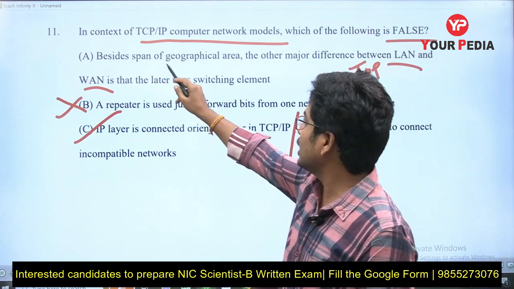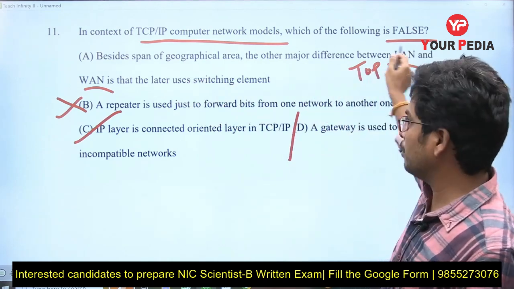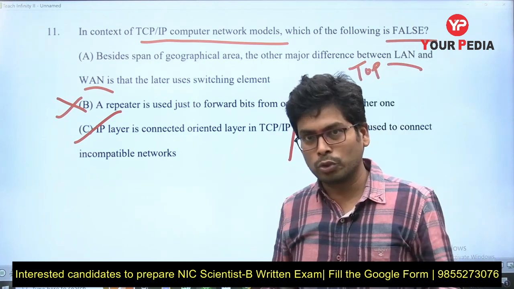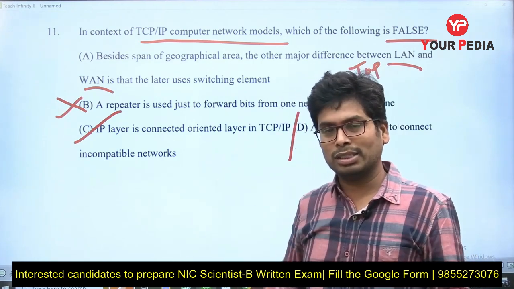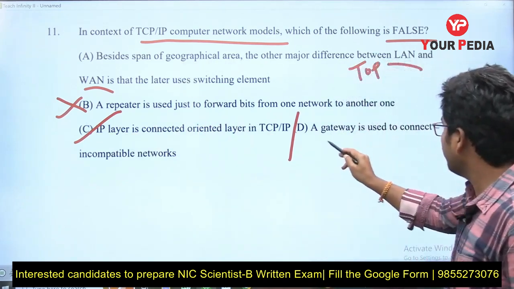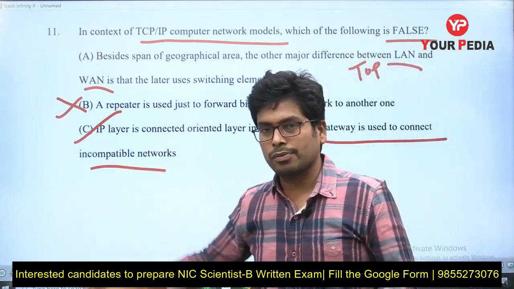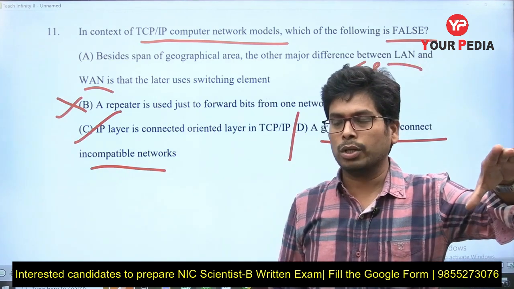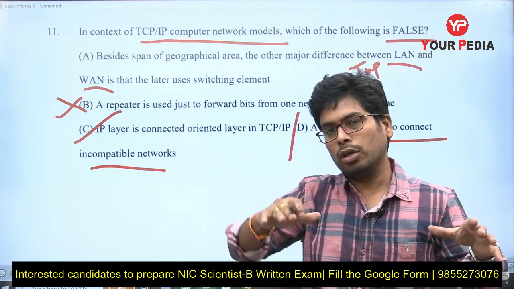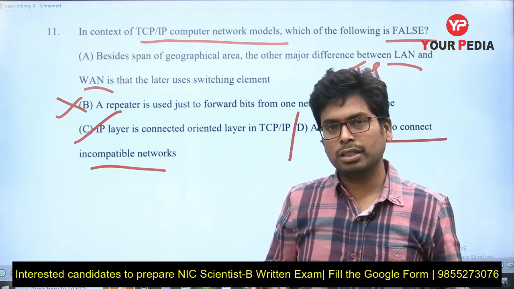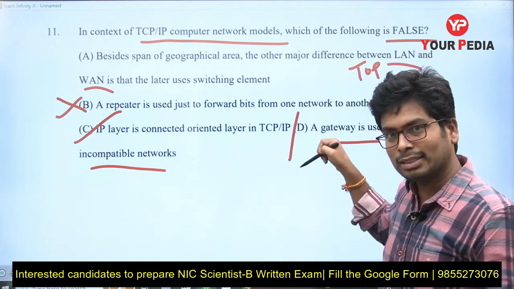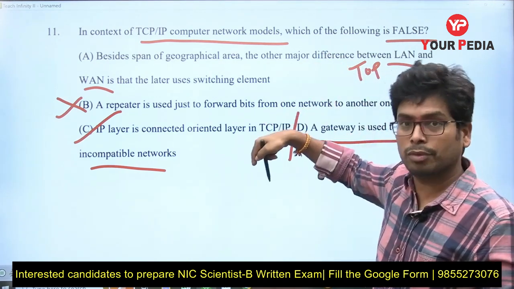For example, besides the span of geographical area, the other major difference between LAN and WAN is that the latter uses switching elements. Here we are not talking about topologies. In network topology, LAN is different and WAN is different, depending completely upon geographical area. A gateway is used to connect incompatible networks. For example, one network is following one group of protocols, another network is following another group of protocols. For incompatible protocols, we use the gateway. If the protocols are the same, then we go through the router. If they had written router here, this would be the wrong answer.